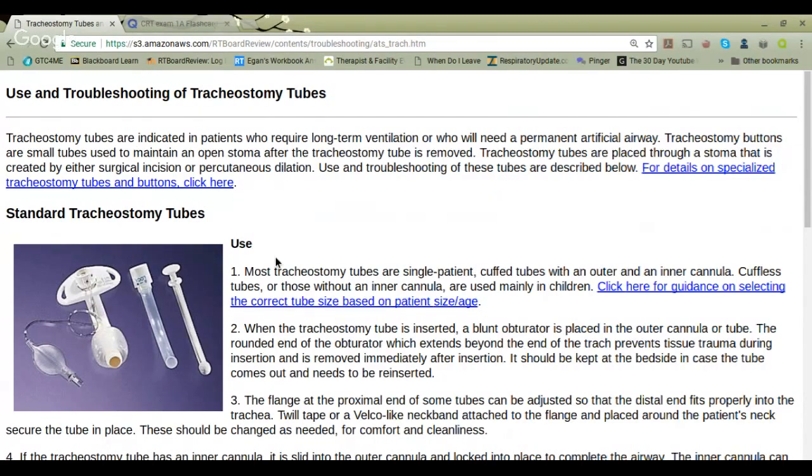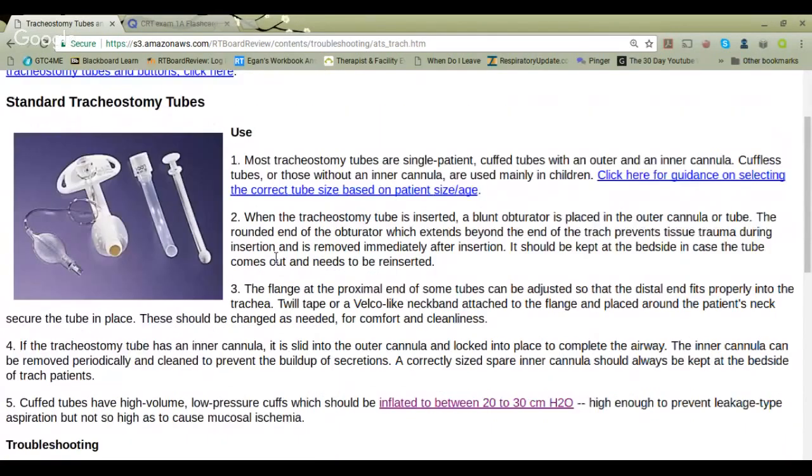Standard trach tubes. Most trach tubes are single-patient cuffed tubes with an outer and an inner cannula. Cuffless tubes, or those without an inner cannula, are used mainly in children. That's a good flashcard because I didn't know that. So cuffless tracheostomy tubes, or those without an inner cannula, are used mainly in children.